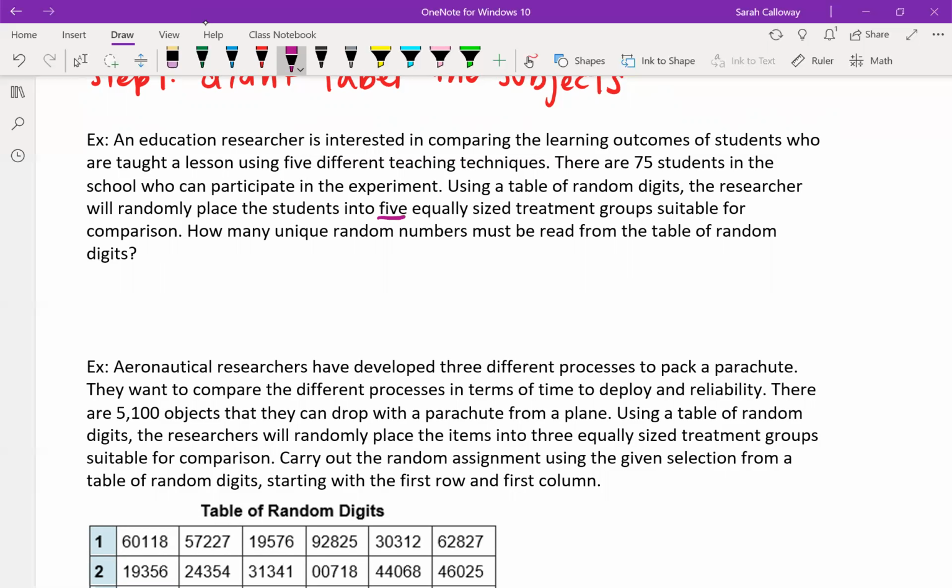So they're doing 5 equally sized treatment groups. So one thing we want to start with is there's 75 students that can participate. We want to divide that number by 5 so we know how many people are in each treatment group. So that means there's 15 in each group.